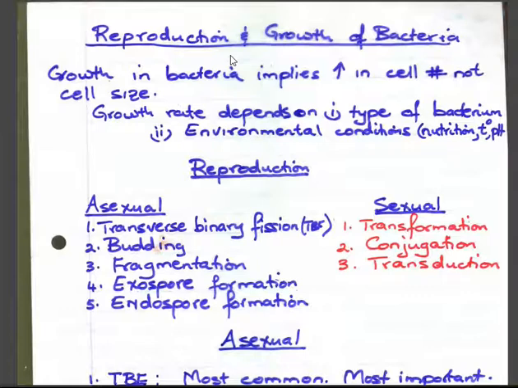Now, as to how fast a bacterium will grow, the growth rate, it will depend on the type of bacterium. Two, it will depend on environmental conditions. When we talk of environmental conditions, we're talking about nutrition, temperature, and pH in the environment the bacteria finds itself.